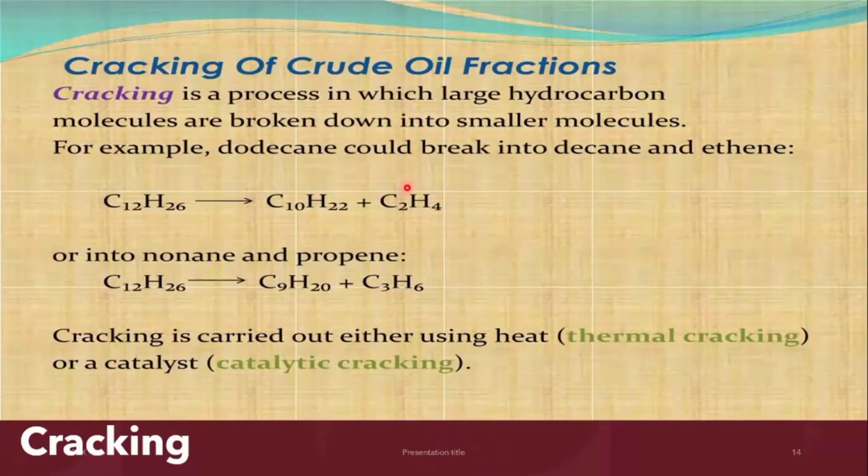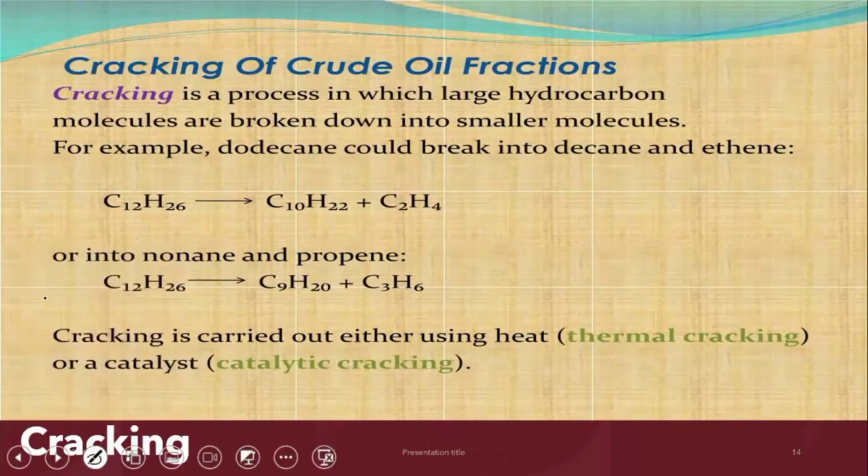Either we can go for a high temperature. If I use a high temperature, that is known as thermal cracking. Or if I use a catalyst, the catalyst we normally use is aluminum oxide or silicon oxide. I use one of these to perform the process of cracking. So either you can use high heat energy, high temperature, or you can make use of the catalyst.